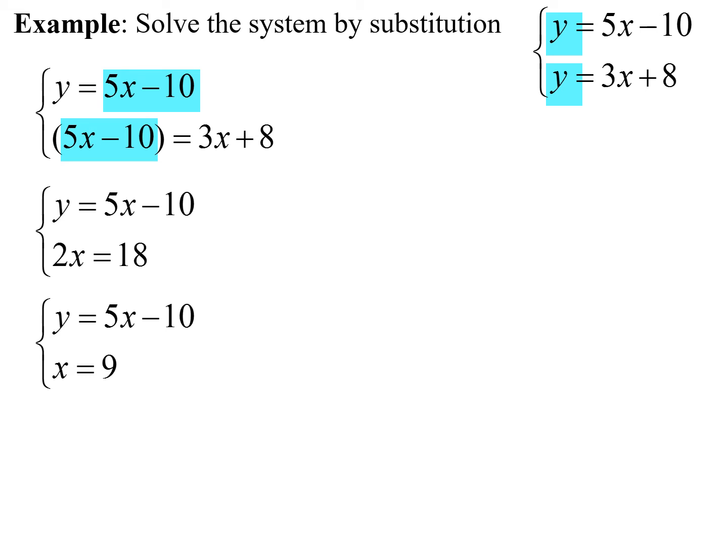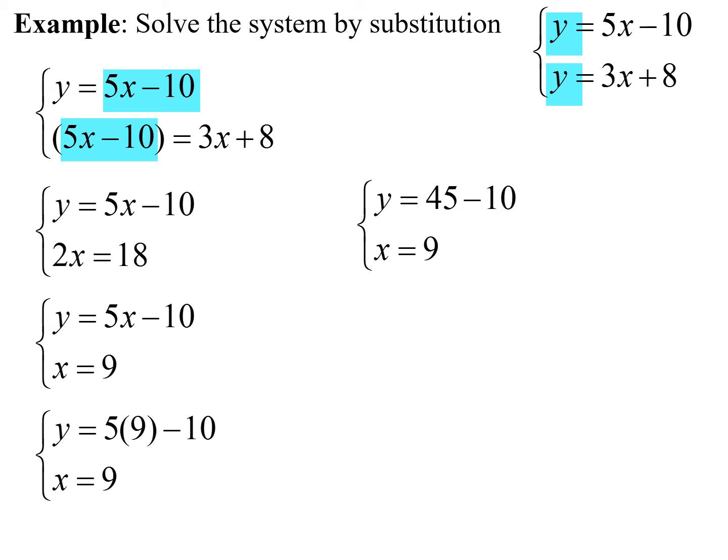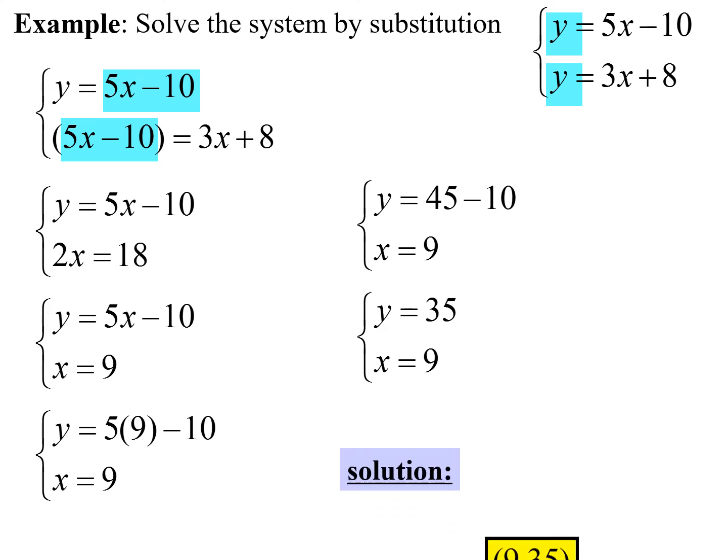Now I'm going to take that value x equals 9 and substitute it in for x in the first equation. So my first equation becomes y equals 5 times 9 minus 10. 5 times 9 is 45, minus 10 is 35. So I have my x value is 9, my y value is 35, so the solution to this system is (9, 35). That's where these two lines will meet.